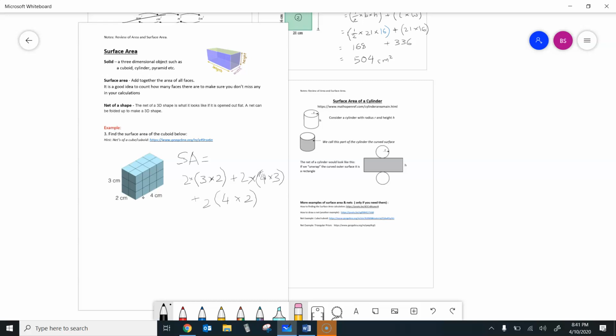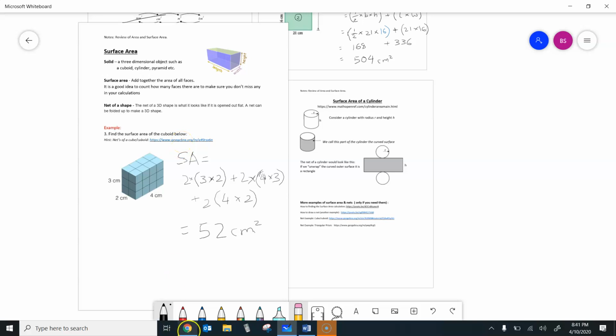And I can put that all in the calculator, and I end up getting 52. And I do have a unit, which is centimeters squared, because it's area. Total surface area, or surface area, is an area, so the units have to be squared. There is this applet here that you can have a look at.